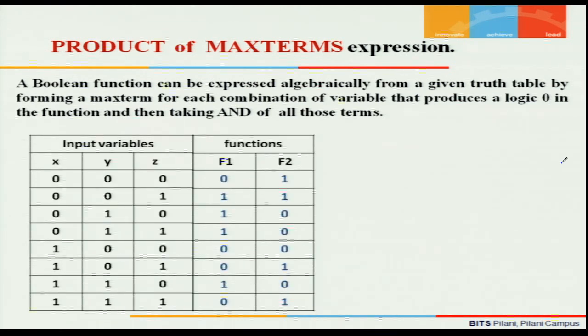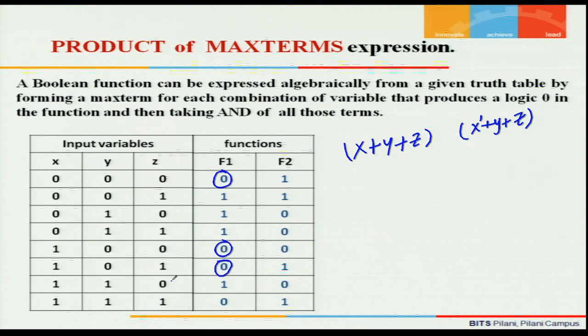So, let us take the same example. The inputs are x, y, z, outputs f1, f2. What we do now is look at the output column and pick the outputs where the value is 0. For example, my f1 is 0 here corresponding to x 0, y 0 and z 0. The corresponding maxterm is x plus y plus z. Output f1 is 0 corresponding to x 1, y 0, z 0. The corresponding maxterm is x bar plus y plus z.